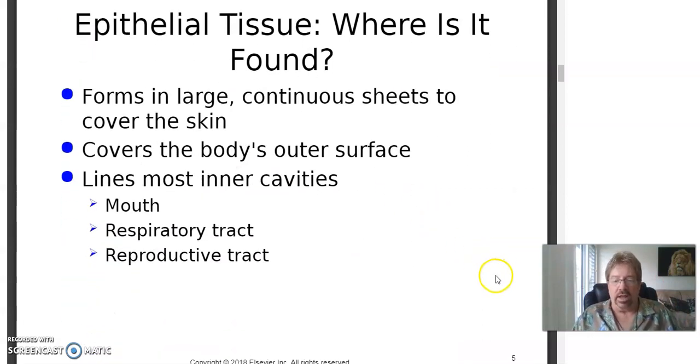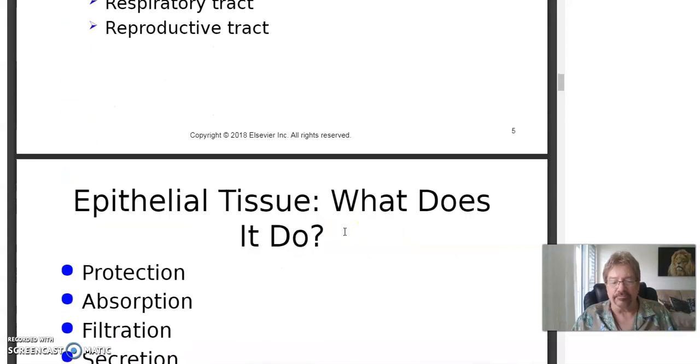Okay, there is a great deal of epithelial tissue in the body, guys, and the best example of it is the skin. But also the stuff that lines our cavities is a specialized type of tissue called epithelium. This is real important to know. Epithelial tissue is formed in large continuous sheets to cover the skin. In fact, it is the skin. It covers the body's outer surface and lines most of the inner cavities, like our mouth, our respiratory tract, our reproductive tract, and also our digestive tract, too. I don't know why they left that out.